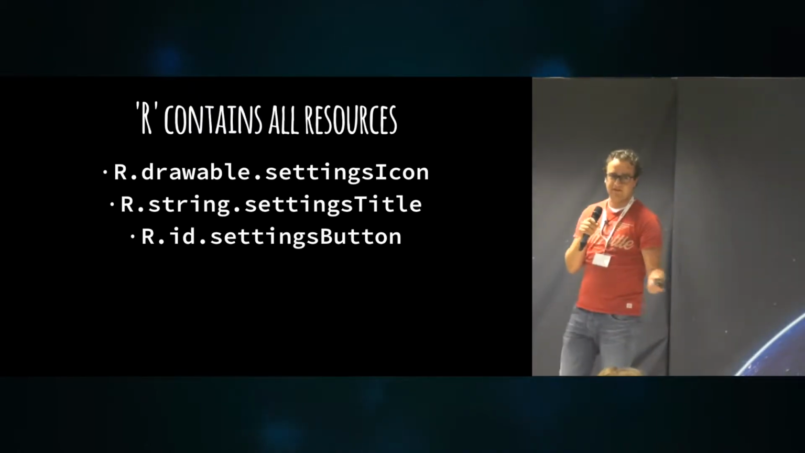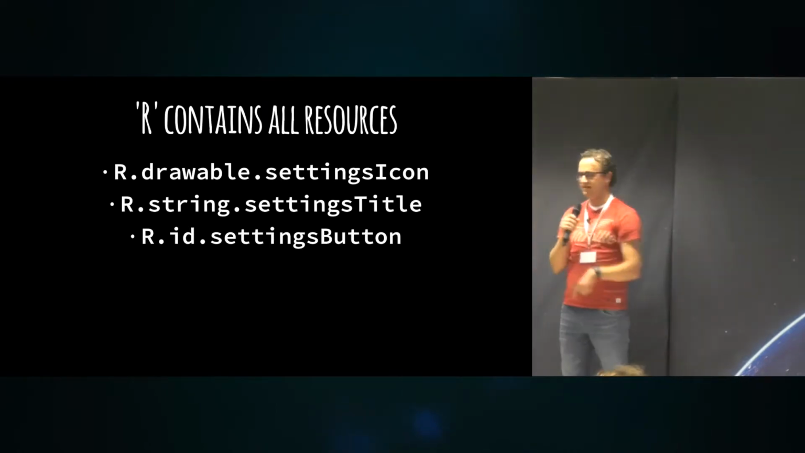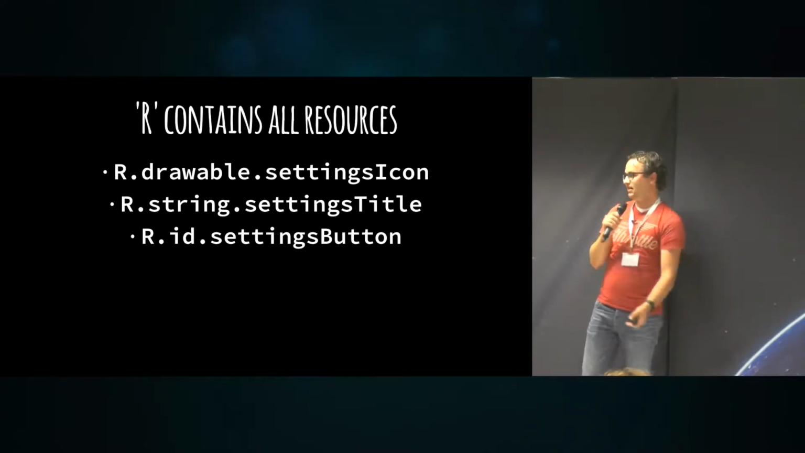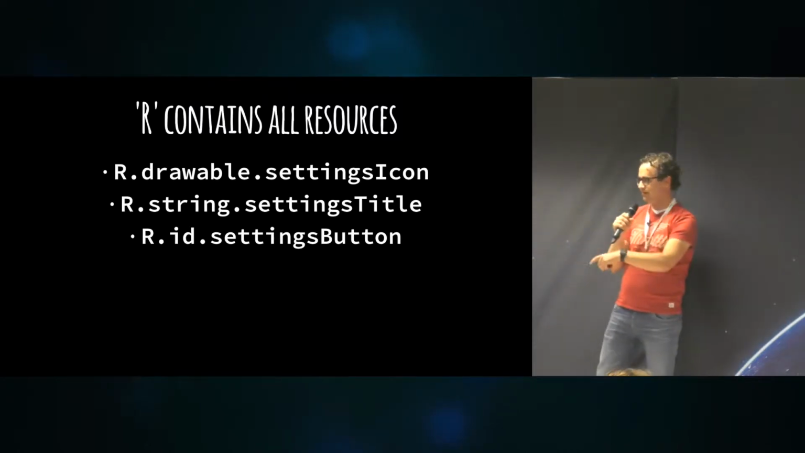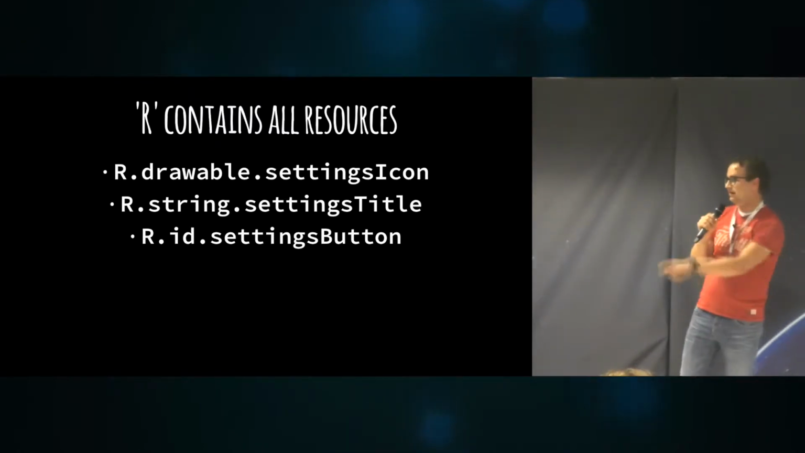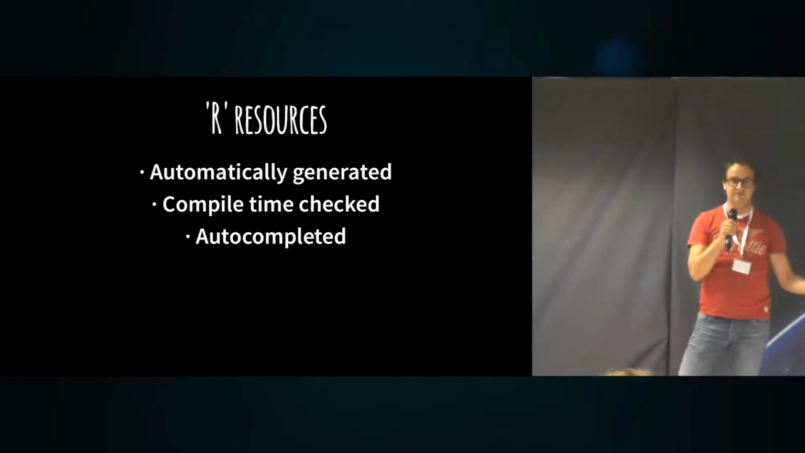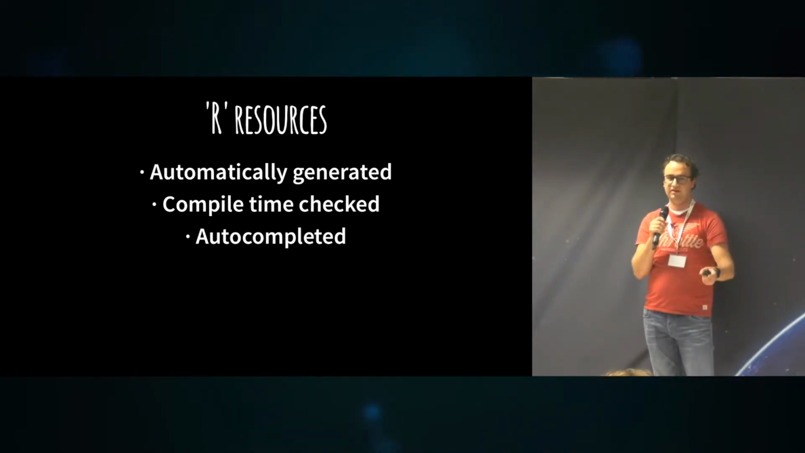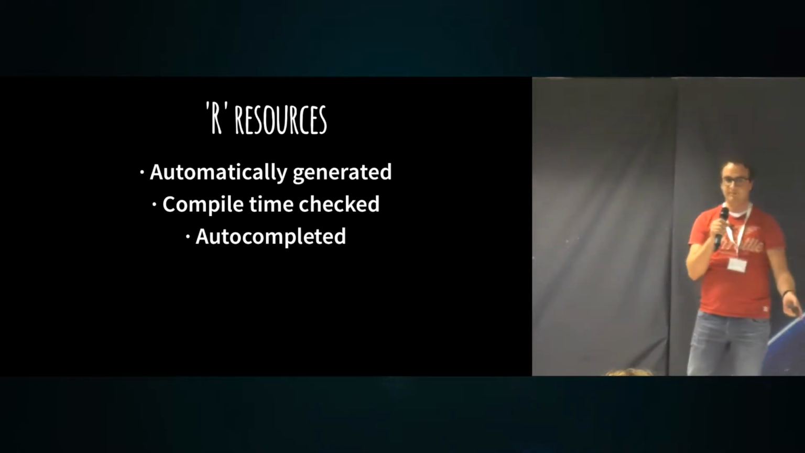For those who are iOS-only people, in Android you can type r.drawable.settingsIcon, and you have the reference to the settings icon. You can use that to load it in instead of the string. There's also r.string for strings files, and r.id for things like views and view controllers to reference them. Those are automatically generated, so you don't have to do anything for them. It's just there. It's compile time checked, so if you change an identifier, the generator will run again, and your code will just break, so you have a compile time error.